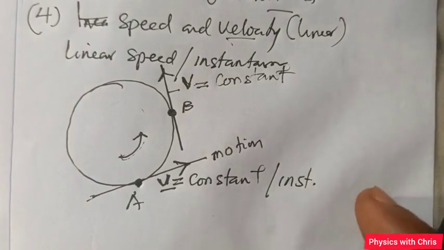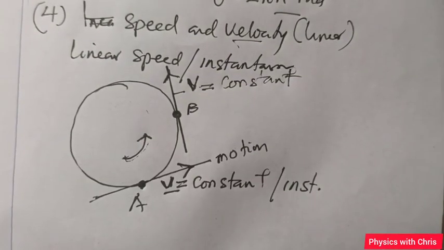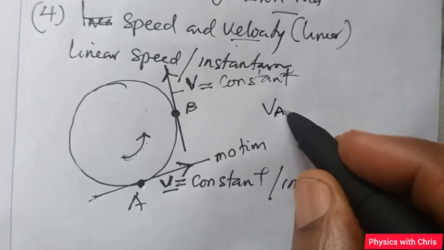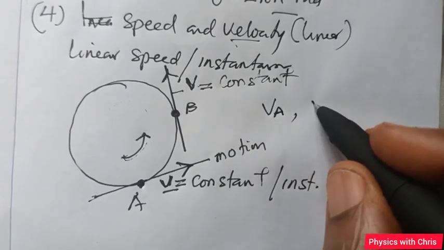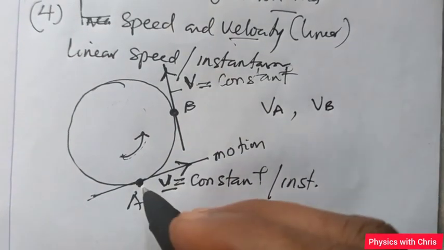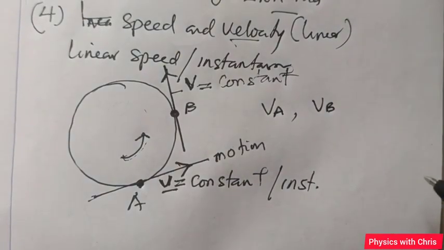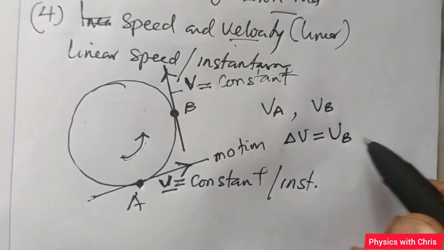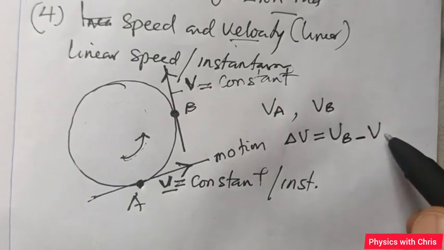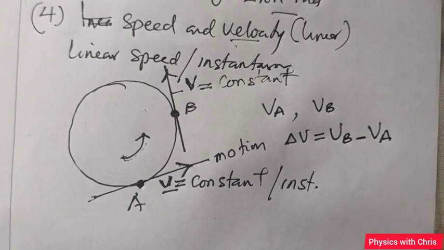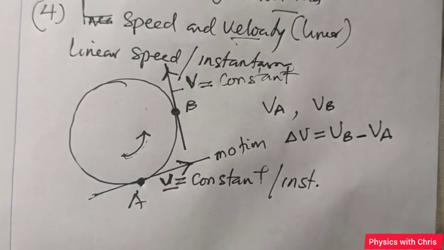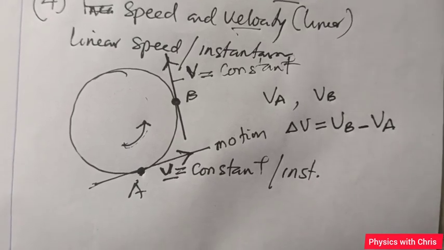Recall that for a vector quantity, if the velocity at A is VA and the velocity at point B is VB, now when the body goes from A to B, what is the velocity change of the body? It is given by the velocity at B, which is final, minus VA. This is a change in velocity. It's also a vector quantity. Now, how do we do this vectorially? That is, we want to find the change in velocity vectorially.